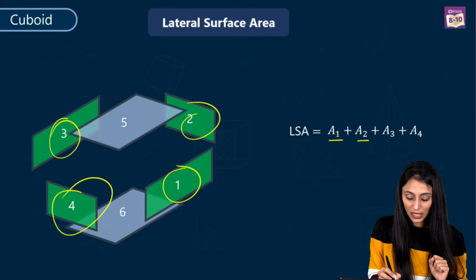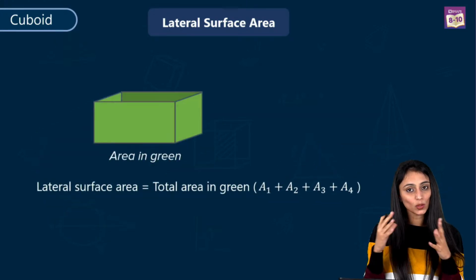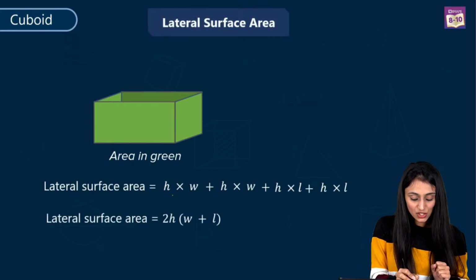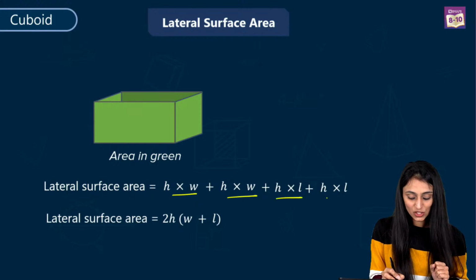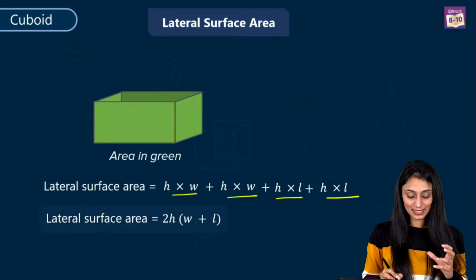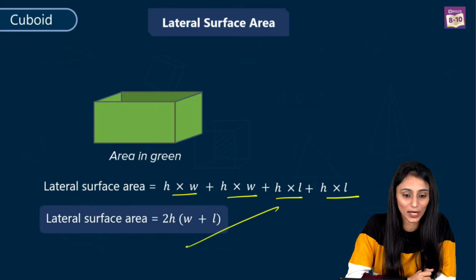So we add all of them up, A1, A2, A3 and A4, and that means the total area in green that we have. So once I put all their values, we have h times w plus h times w, h times l plus h times l. So twice of h we take out. We have w plus l inside the bracket. This is nothing but the lateral surface area for a cuboid.